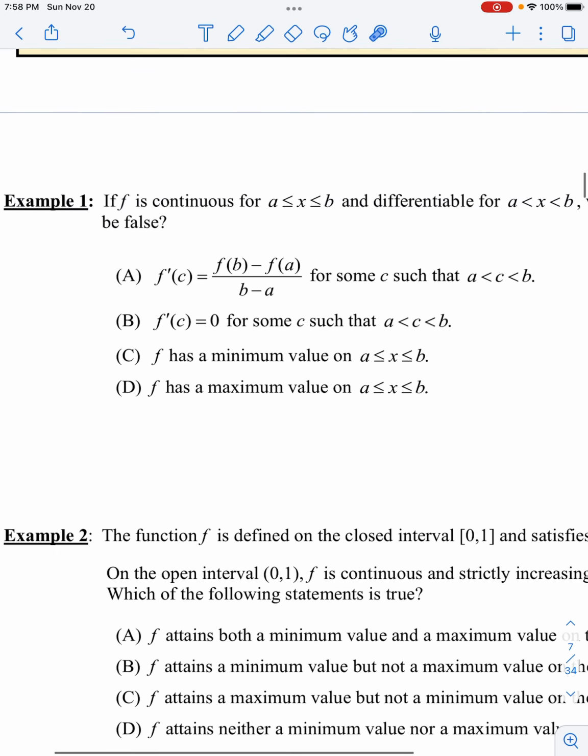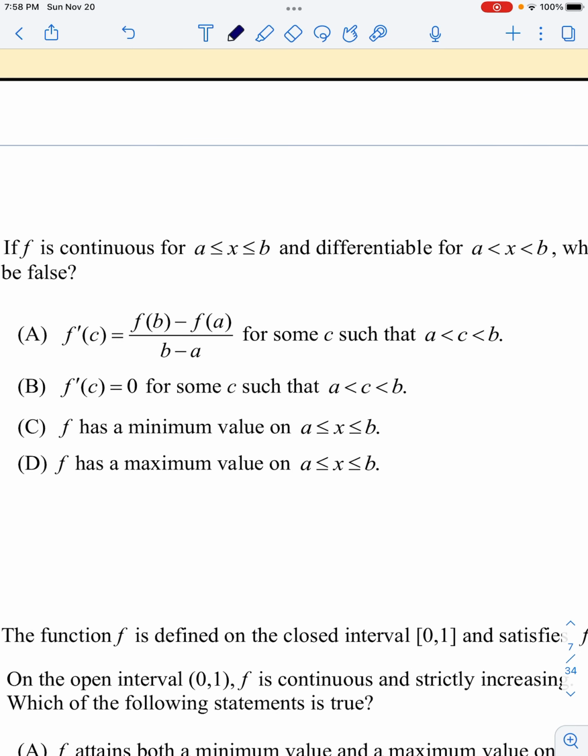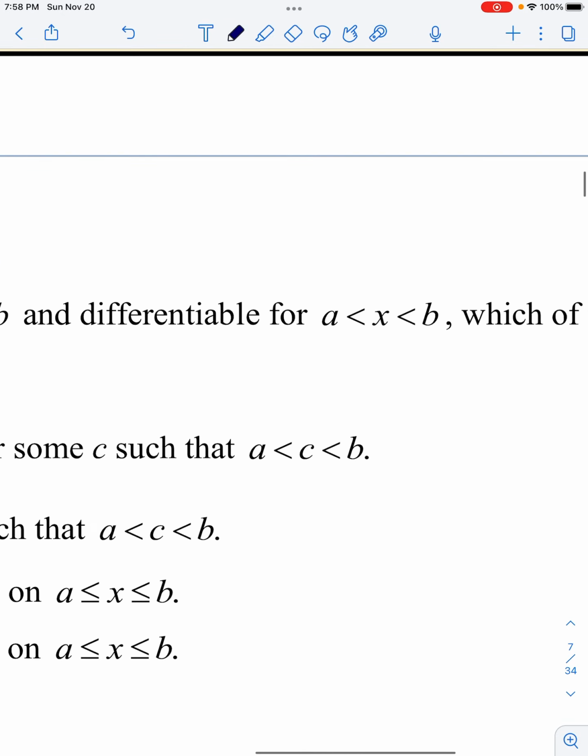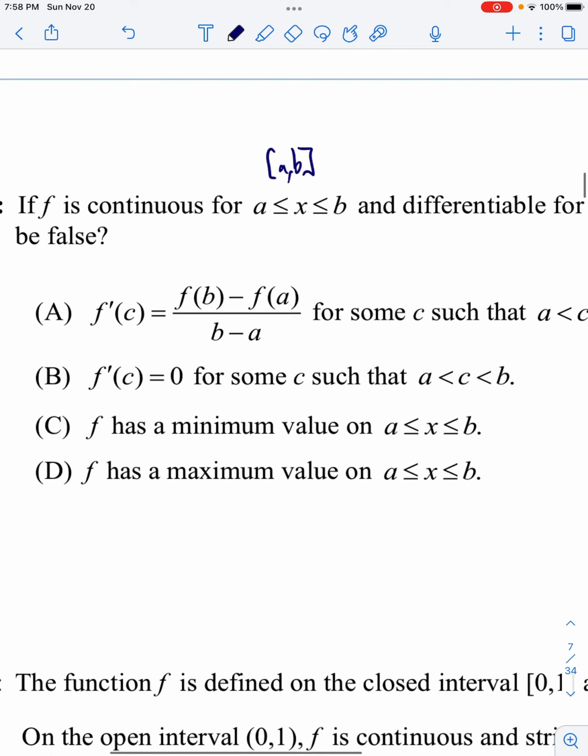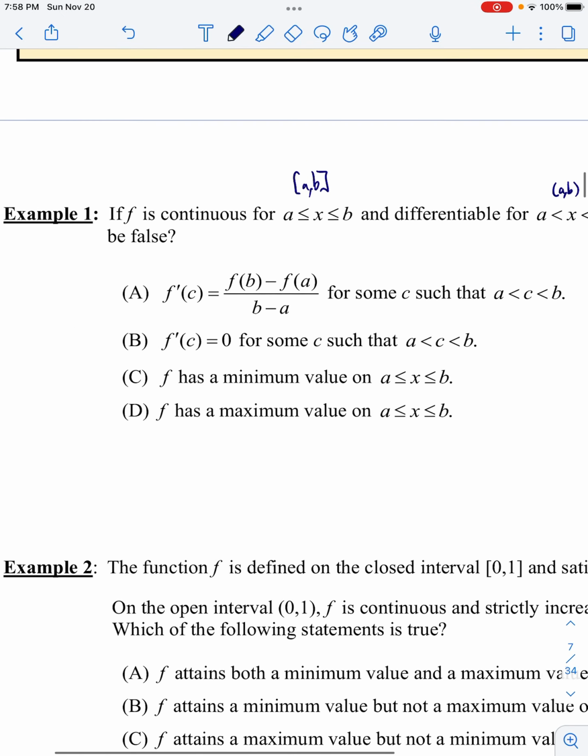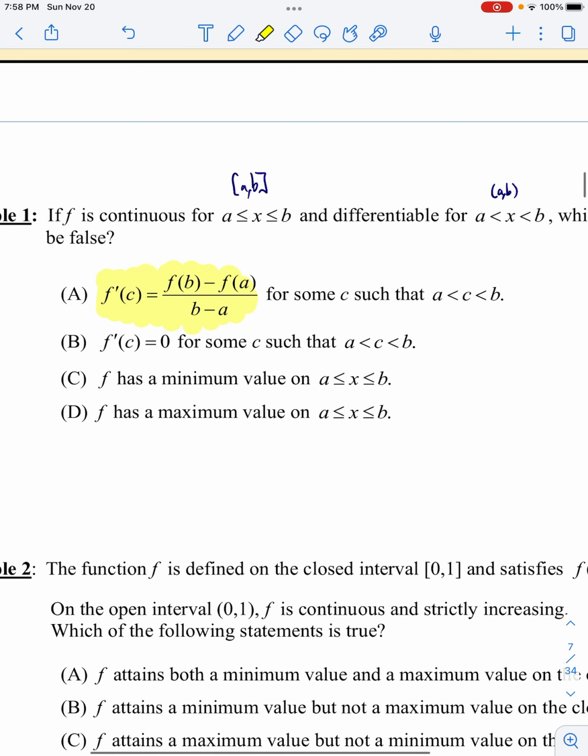Cool. Let's do example 1. F is continuous on a closed interval, a comma b. That's what this expression means. It's differentiable on the open interval, a to b. Okay. Which of the following could be false? Okay. This 1a right here. This is what? Look at your pink sheet. This is just the mean value theorem. So yeah, this is definitely true. Because the theorem is true. It can literally be proven true, okay?